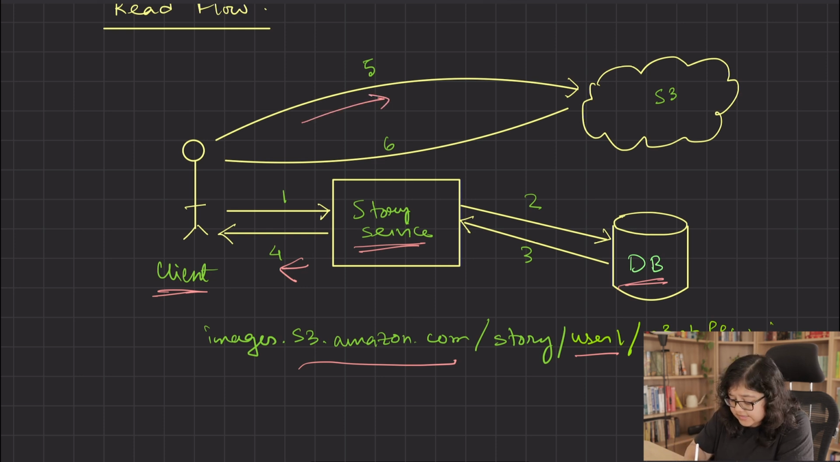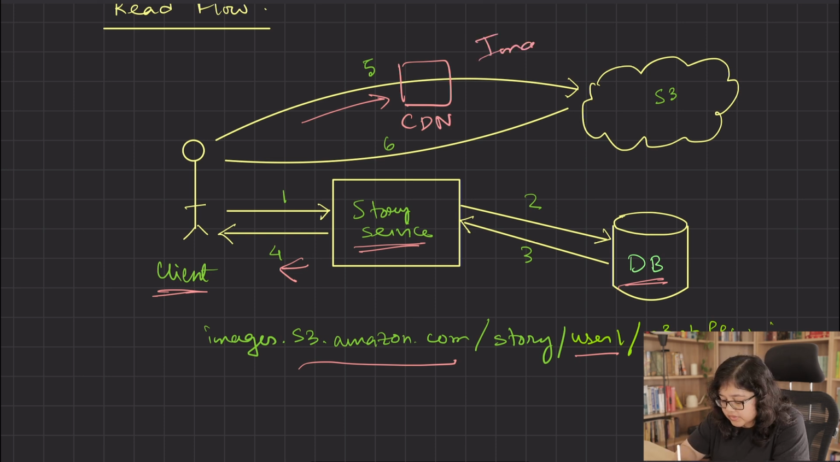Almost in all of the cases, a CDN is used in front of S3. Here we are dealing with images, so it is better to use an image CDN instead of a traditional CDN, because an image CDN comes with some out of the box image processing capabilities.